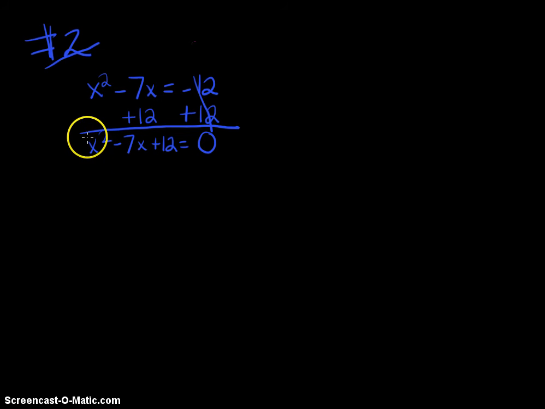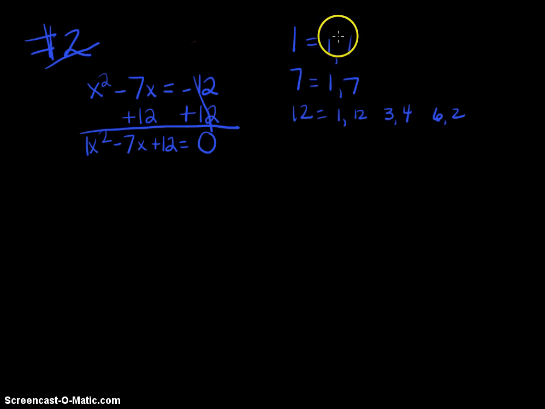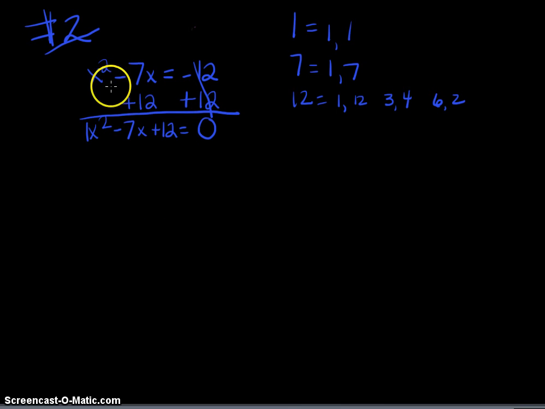So the coefficient of this x squared term is 1. And the factors of 1 are literally just 1 and 1. And the factors of 7 are just 1 and 7. And then the factors of 12 are 1 and 12, 3 and 4, and 6 and 2. So the only number they have in common is 1. So they do not have a common factor.